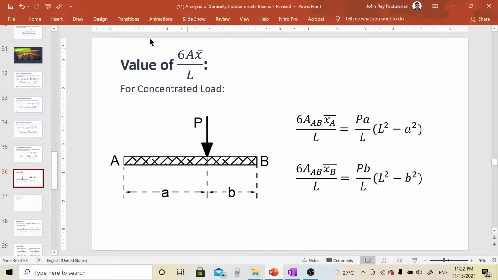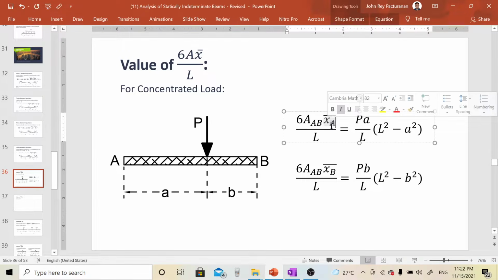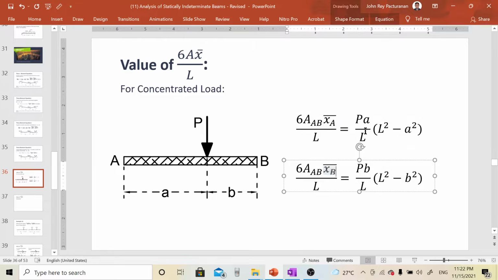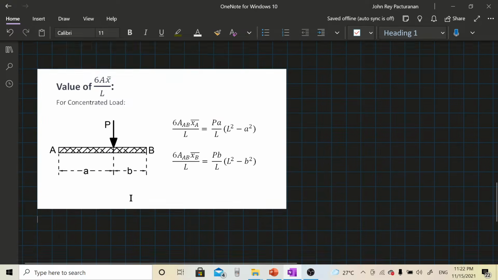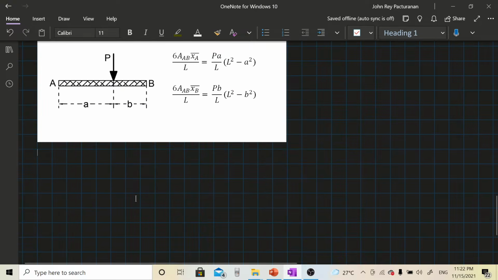Well, of course, pag nagbago lang yung edge na i-consider natin, instead of point A, we consider point B. So, yung A, mapapalitan lang ng B. Okay? Of course, before I solve a problem, let me derive this formula.